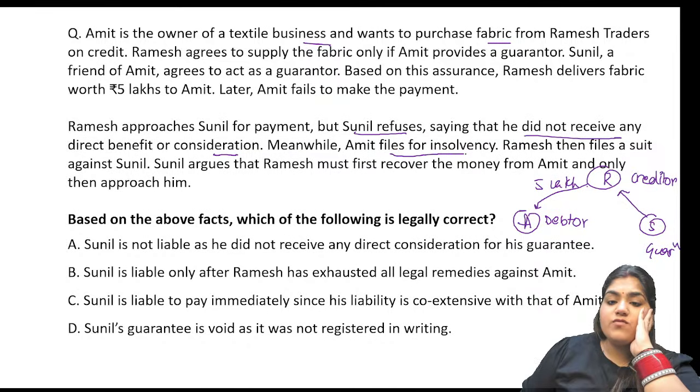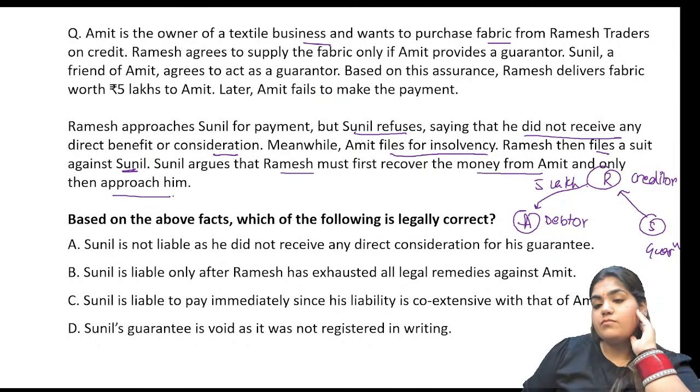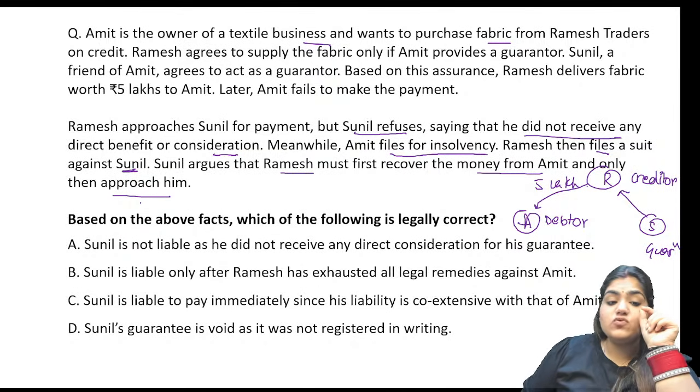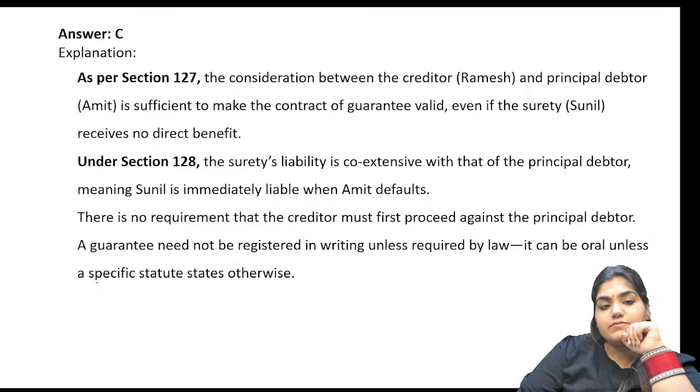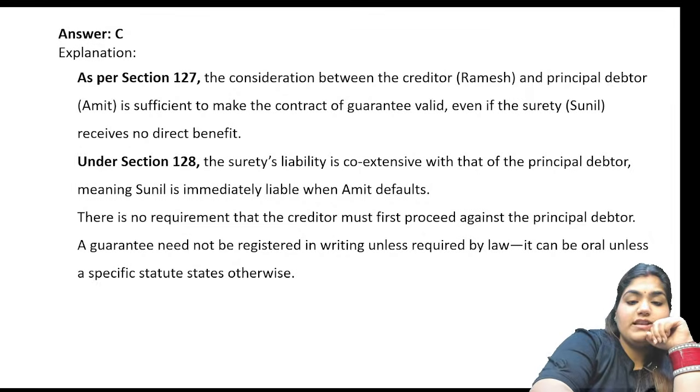Meanwhile, Amit files for insolvency. Ramesh then files a suit against Sunil. Sunil argues that Ramesh must recover the amount first from Amit and then only approach him. No, Ramesh can directly file a case against Sunil. Sunil acted as a guarantor. A case against Sunil can directly be filed. Sunil is liable to pay immediately since his liability is co-extensive to that of Amit. C is the correct answer. I hope this situation is clear to every single one of you.